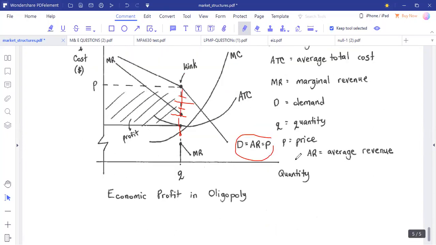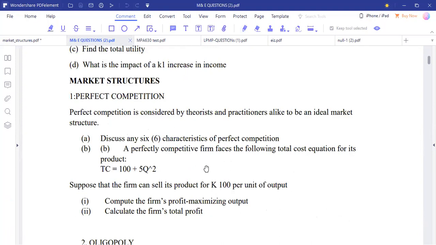So when we're dealing with computation of profit maximization, it goes back to calculus and optimization. So let's start with perfect competition. Question number 1. A perfect competition is considered by theorists and practitioners alike to be an ideal market structure. Mention any 6 characteristics of perfect competition. Can you remember number 1? Characteristics of perfect competition, number 1.